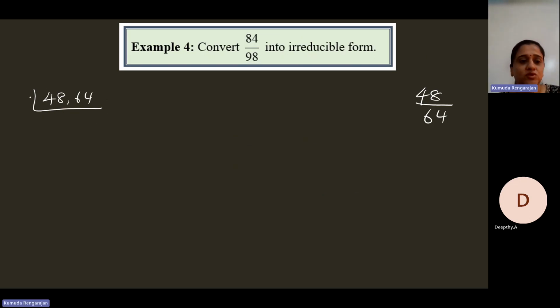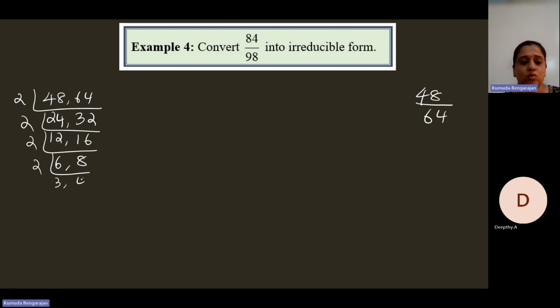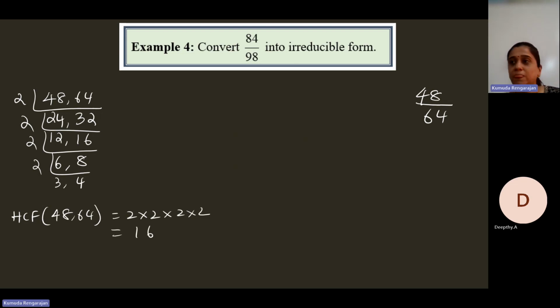48 and 64. So 2: 24 and 32. Again 2: 12 and 16. 2: 6 and 8. 2: 3 and 4. Now both 3 and 4 are not divisible by the same prime number. 4 is divisible by 2, but 3 is not. So you have to stop. The HCF of 48 and 64 is 2 into 2 into 2 into 2, which is 16.